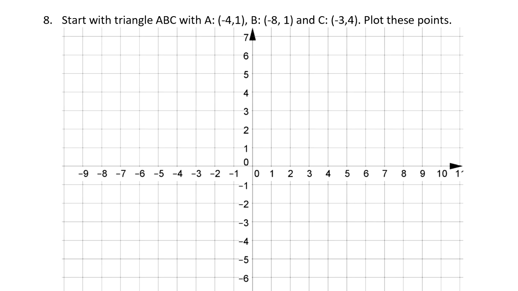Start with triangle ABC, with A at the location -4, 1. So I'll go ahead and plot A at -4, 1. So here's A. B is at -8, 1.